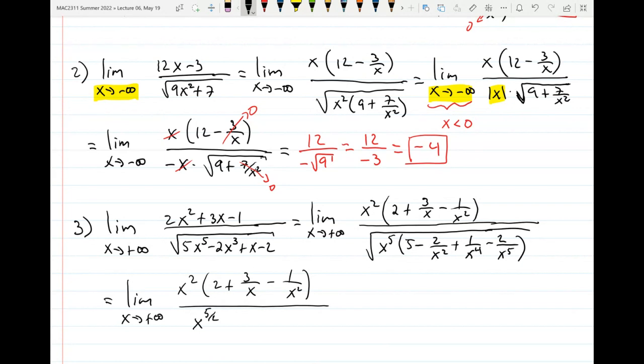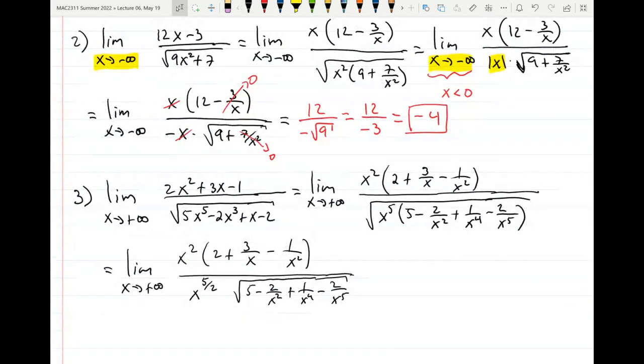So remember, when you have a rational exponent, that just means that you have a radical, and the denominator of the exponent is the index of your radical. Because we have a square root, that means the denominator is a 2. Okay? x to the 5 over 2, and times the square root of 5 minus 2 over x squared plus 1 over x to the 4 minus 2 over x to the 5.